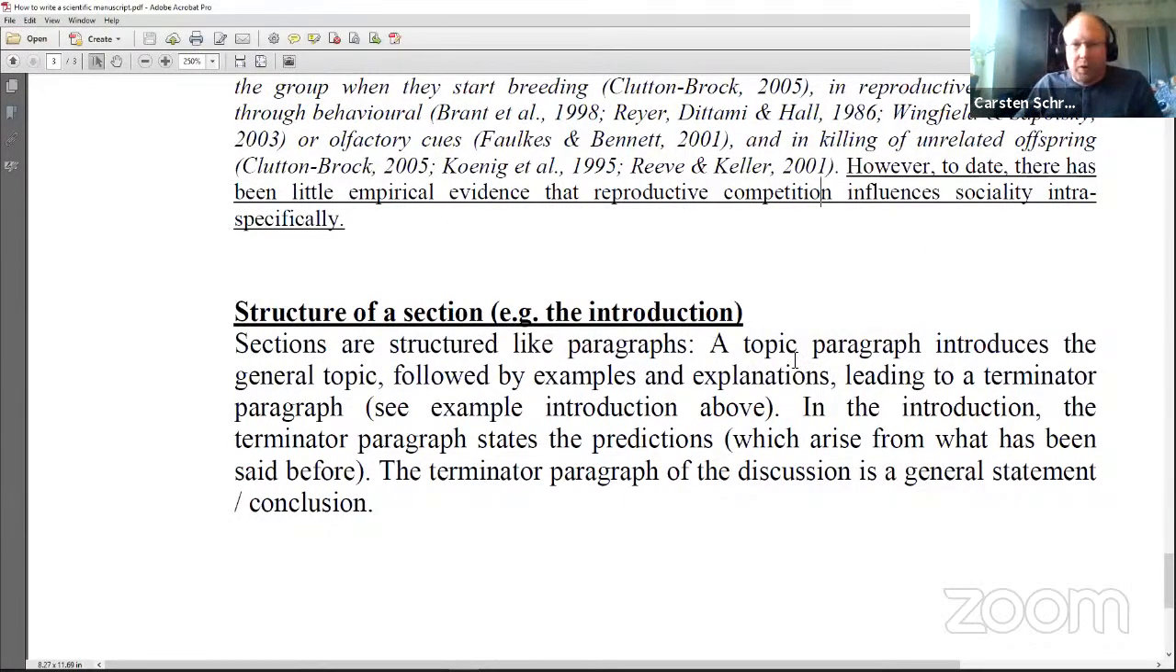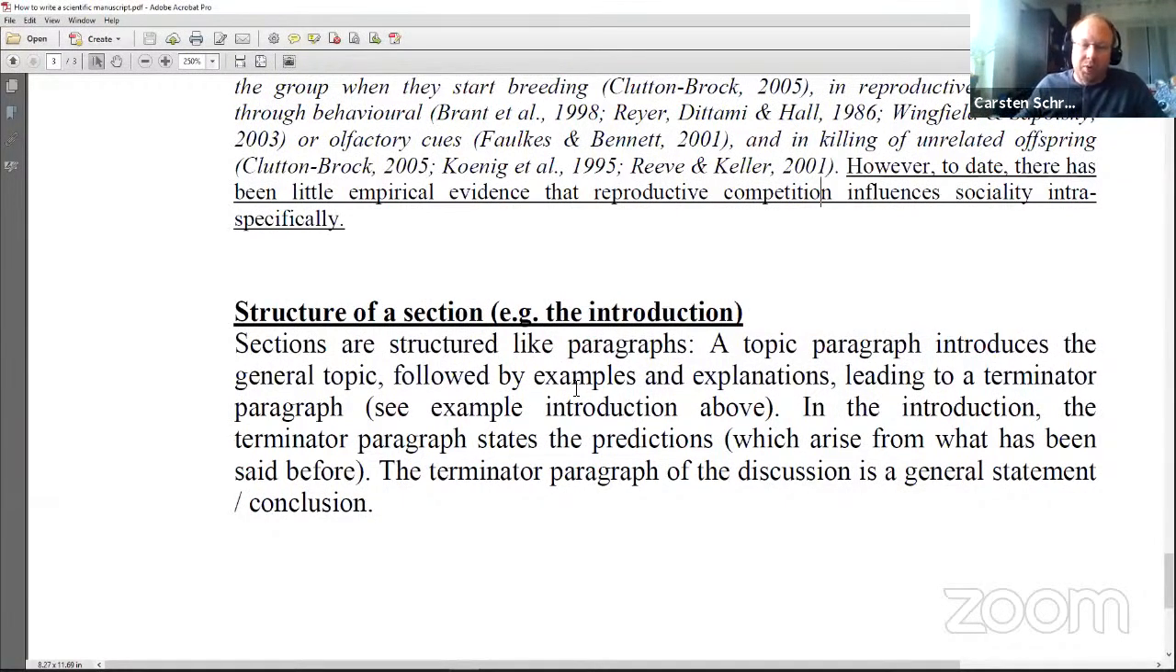So you have the topic paragraph, and then comes examples and explanations in the coming paragraphs. And these examples and explanations should be about what you studied. So if the first paragraph is about reproductive competition, or let's say reproductive strategies, which can be so many things, then in the following paragraphs you bring examples that relate to your study.